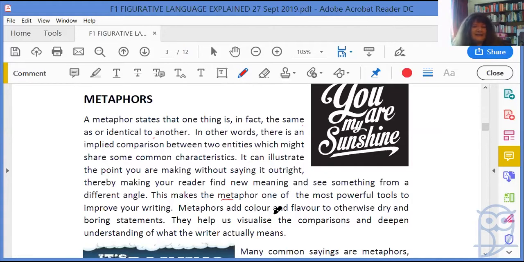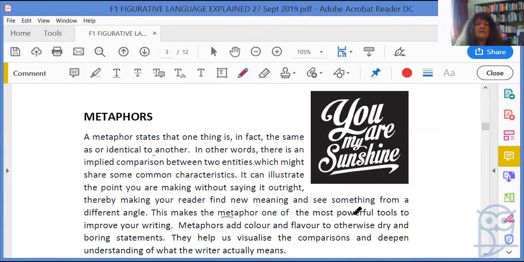Metaphors add color and flavor to otherwise dry and boring statements. They help us visualize the comparisons and deepen understanding of what the writer actually means. Look at this one. You are my sunshine. Now, does that give you the impression that someone's going to make you gloomy and sad? No. Sunshine, light, bright, airy, fairy.